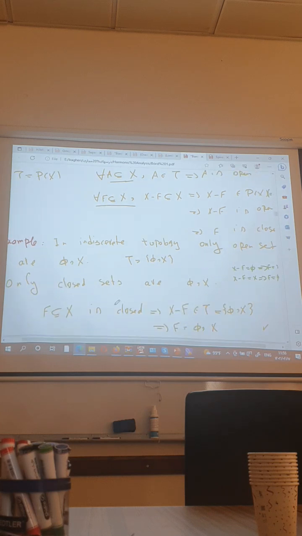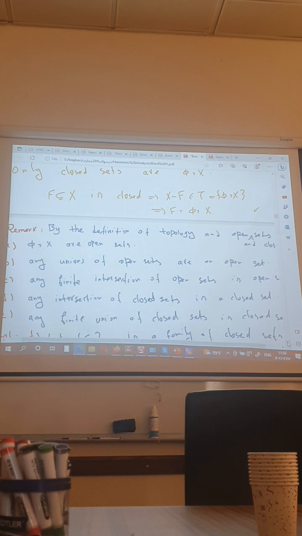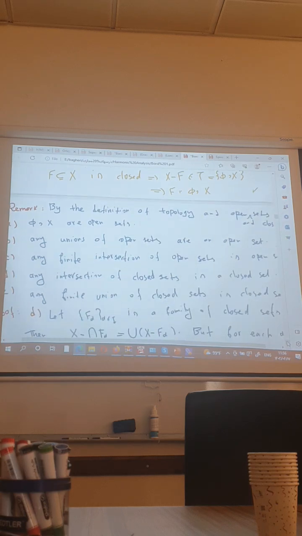Okay, I write this again. If F is closed, then the complement of F must be open, must be in our topology. But our topology is empty set or X, so X minus F is empty set or X, so F must be equal to empty set or X only.